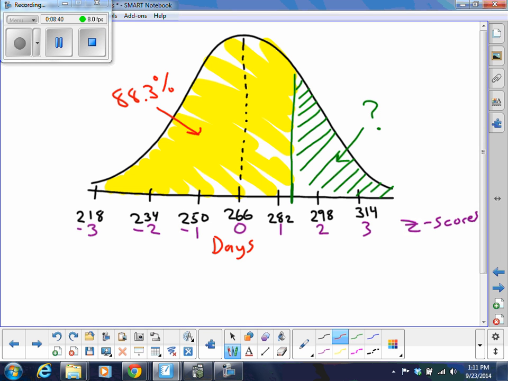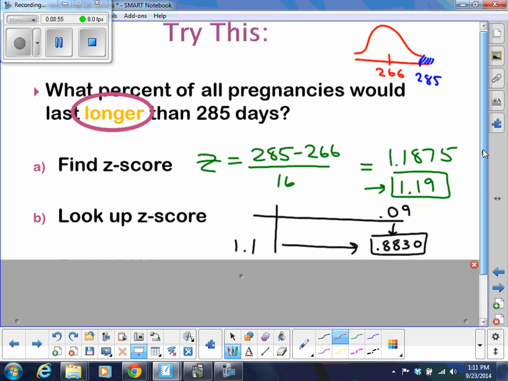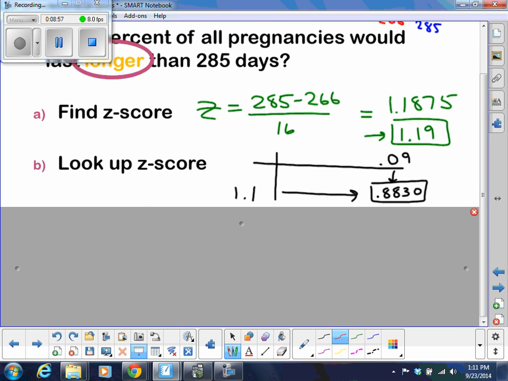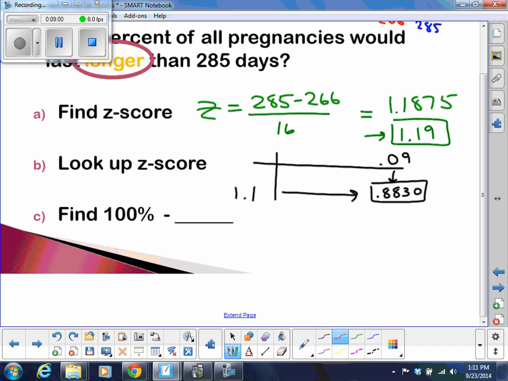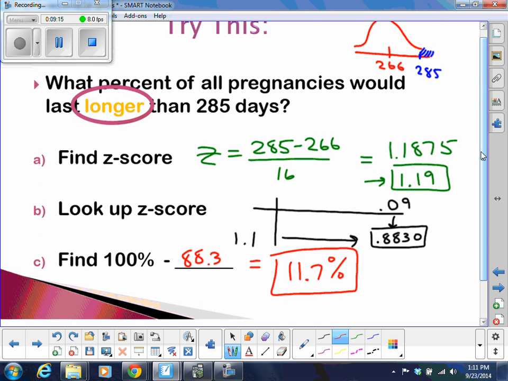So we're going to use the fact that the entire curve is 100%. We see 88% of it is below, so we're going to have to do a little subtraction problem to finish this question. And that was going to be my last step. Anytime it's a greater than or longer than or anything like that, you're going to take 100% minus that number to get the other side. So what would that give me? 11.7%. And that would be the number we're looking for. That's the area up here.